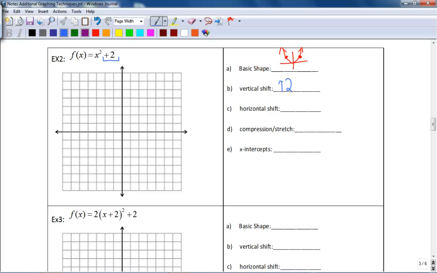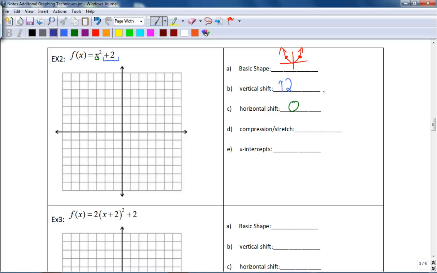Then I try to figure out, do I have a horizontal shift? Is there something here that I'm adding or subtracting to x that's being squared? Is there something in parentheses, under the radical, in the absolute value bars, etc.? Nope. So I don't have a horizontal shift. I'm going to write 0.